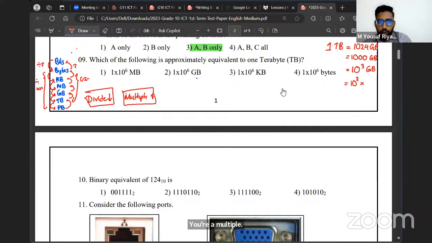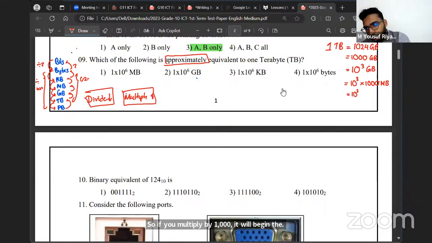1024. What is the closest approximation for 1024? In this question, they're talking about approximation. Exactly, it's 1000. So if you multiply by 1000, you will be getting MB. Tell me how you can write 1000 as 10 to the power 3, right? Now using your maths knowledge, tell me 10 to the power 3 into 10 to the power 3. If the base is same, then what is the answer?